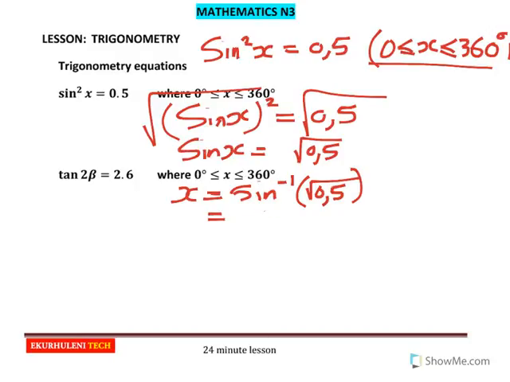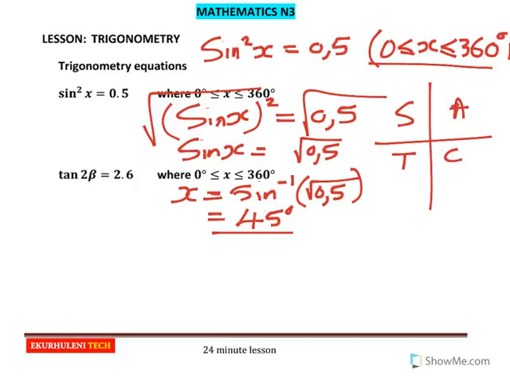With my calculator, I'm getting 45 degrees. But they gave us a condition. They are saying it must be in the range 0 to 360. And if you remember our CAST diagram, there are two places where sine is positive. It is in quadrant 1 and in quadrant what? In quadrant 2. And the 45 degrees is in quadrant 1.